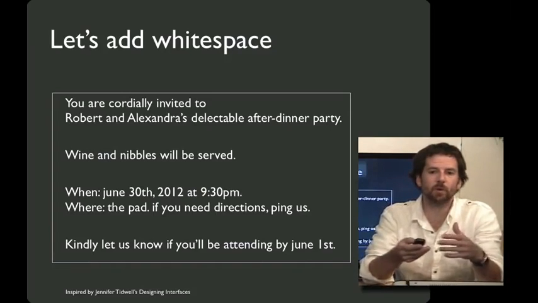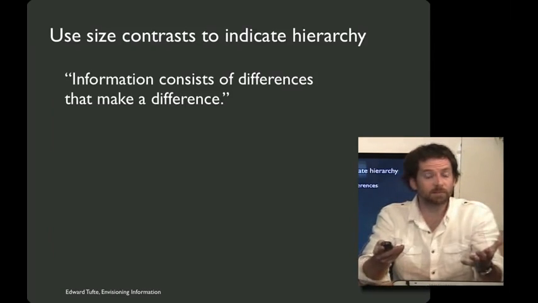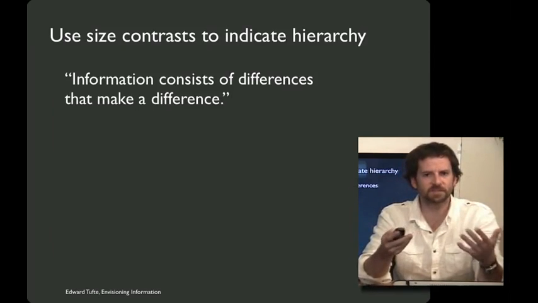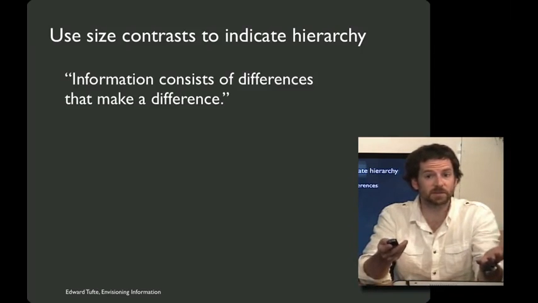But I bet we could do more. So what else might we be able to do here? Let's explore using typographic variation and size contrast to give some sense of the visual hierarchy. And as Edward Tufte describes it, information consists of differences that make a difference.